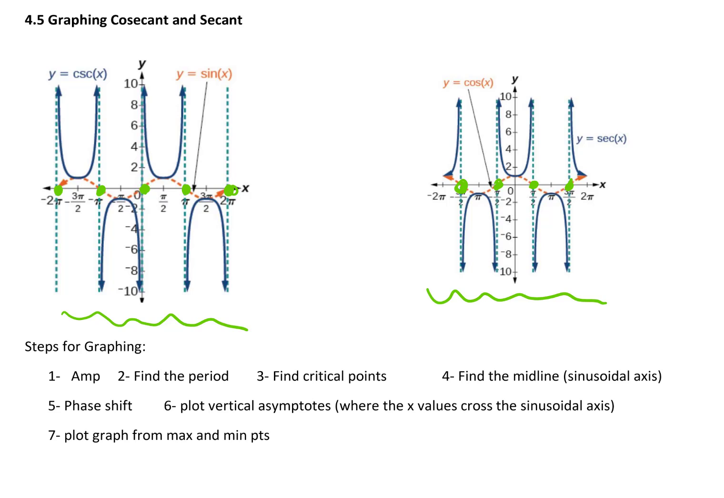So when we graph, we'll find the amplitude, the period, the critical points or critical values, the sinusoidal axis, the phase shift, and then we can actually do a dashed line graph of sine or cosine. We'll find those vertical asymptotes, and then we will plot the graph from the maximum and minimum points.